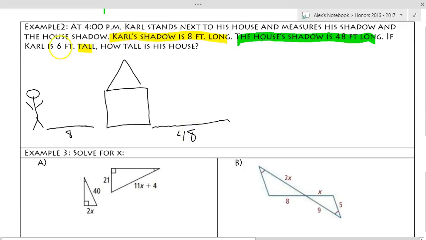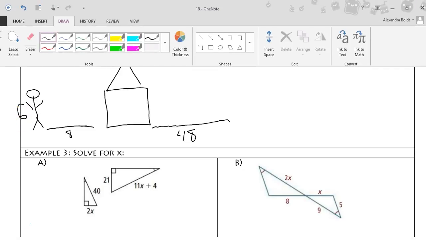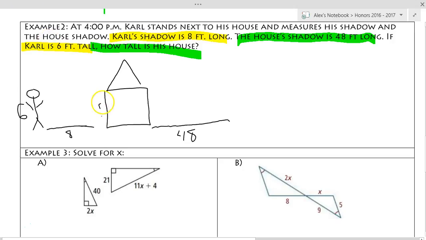Then it says Carl is 6 feet tall. How tall is his house? Okay. So Carl is 6. His house, we don't know. That's what we're looking for. That would be our variable. And these do really create triangles. They create right triangles here.